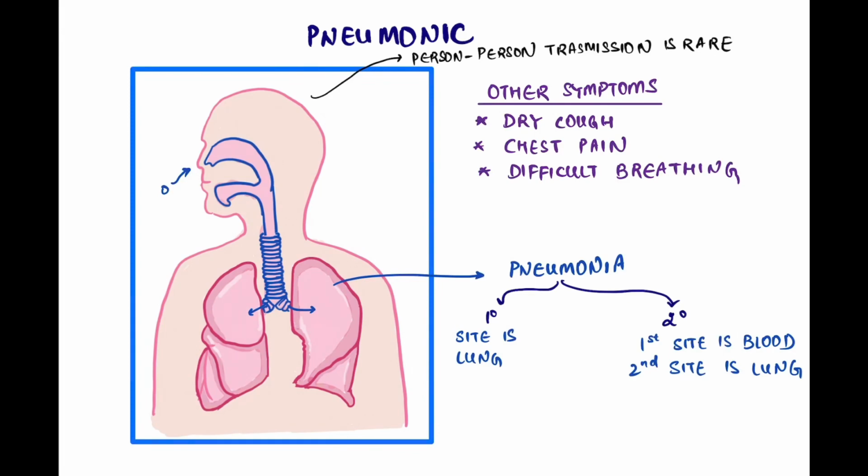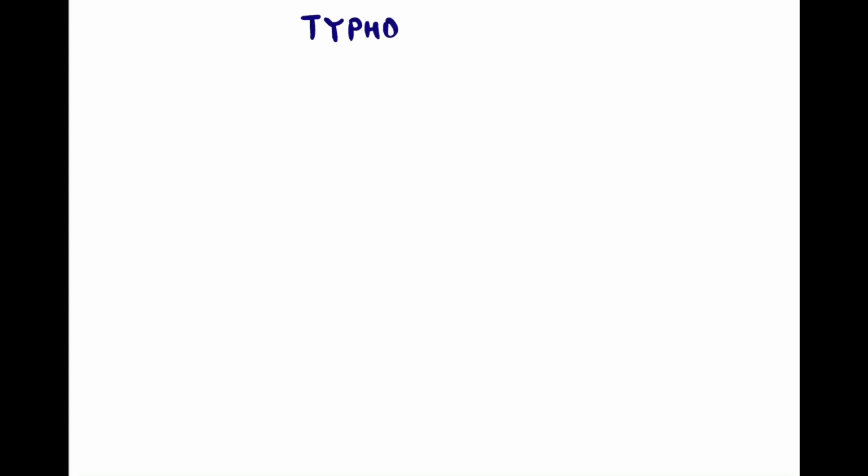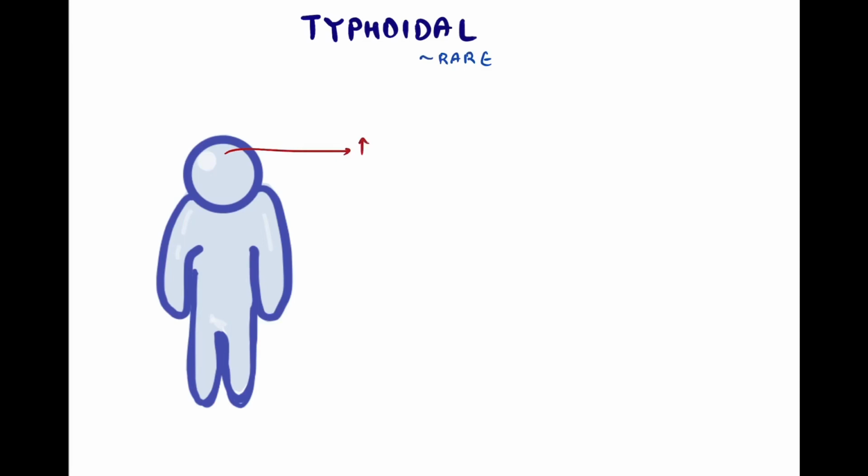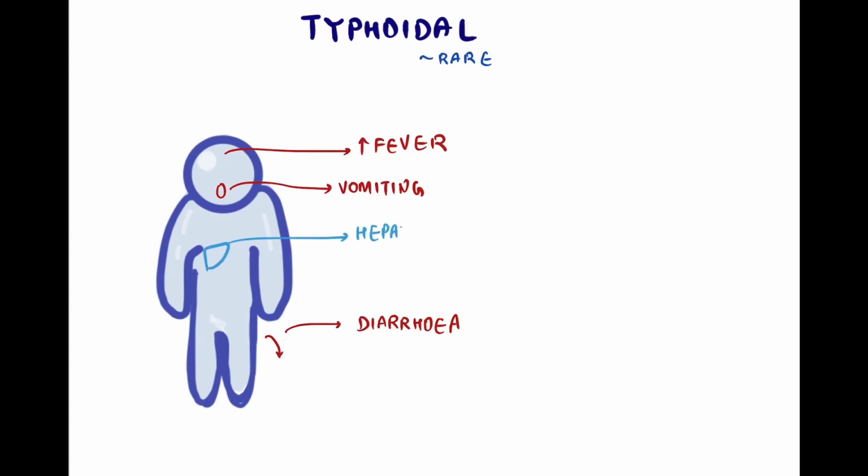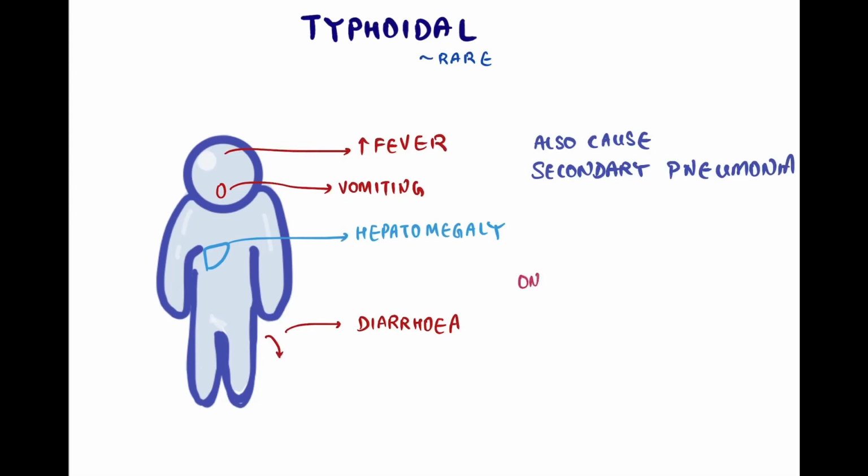Okay, so the next one is the typhoidal form. It can have any way of entry but causes a systemic febrile illness. For example, you may have high fever, vomiting, diarrhea, or what is the other problem? You may have an enlarged liver, so hepatomegaly. Also, the typhoidal form can cause secondary pneumonia. Okay, so they spread through the blood, and if they contaminate through the blood, they then reach the lungs.